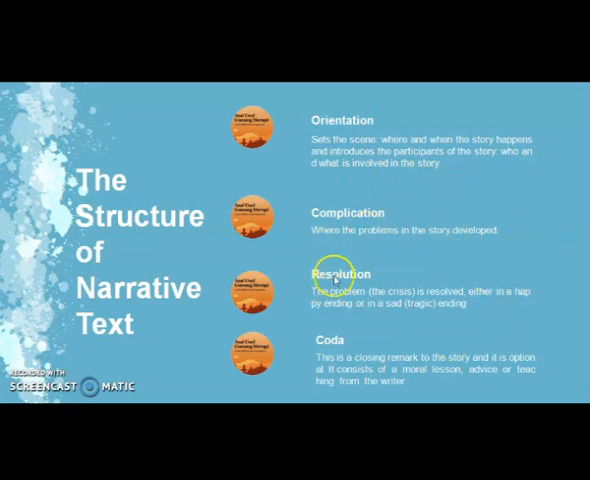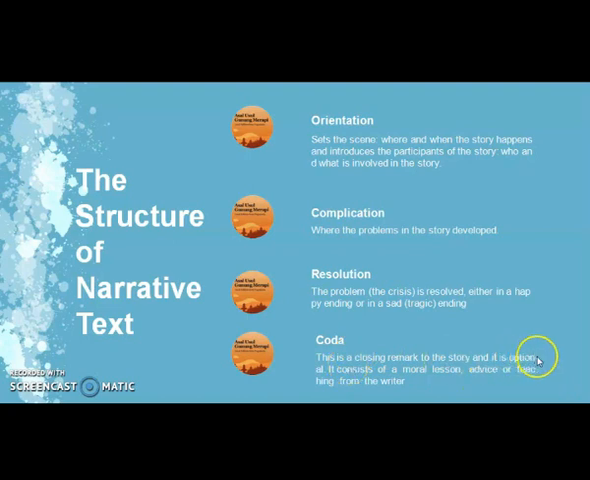Next, resolution, where the problem or the crisis is resolved, either in a happy ending or a sad ending. Nah, jadi di resolution ini mulai bagaimana konflik itu terselesaikan dan diceritakan bagaimana endingnya, apakah itu sad ending atau happy ending, gitu. And next, coda. This is a closing remark to the story and it is optional. It consists of moral lessons, advice, or teaching from the writer.